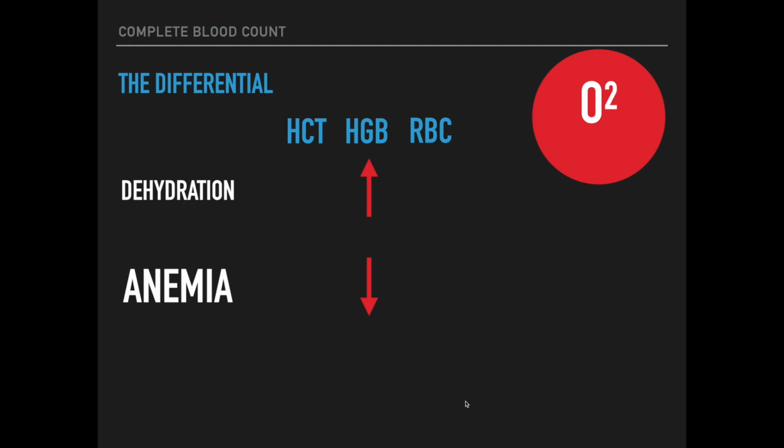Alternatively, if you have a depression of those three numbers, they typically run together, but you'll see them in isolation as well. It's some type of anemia.